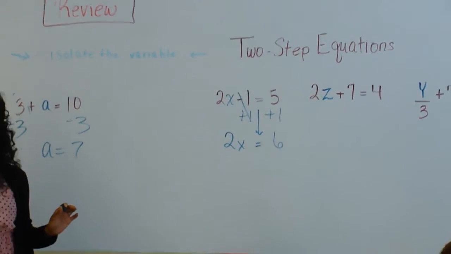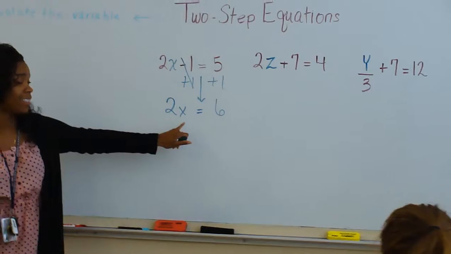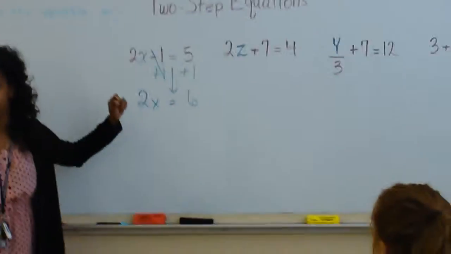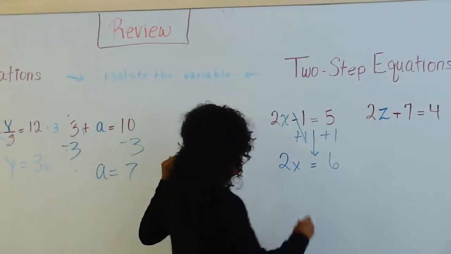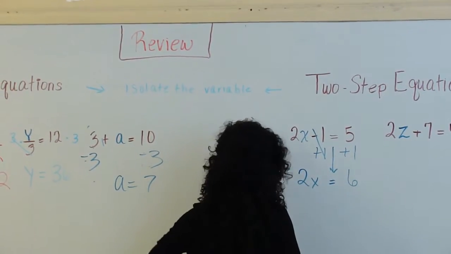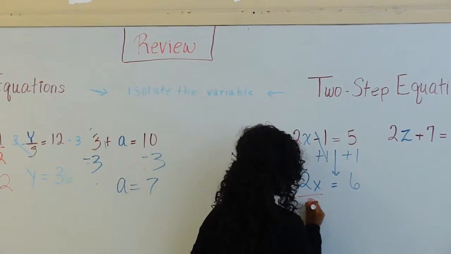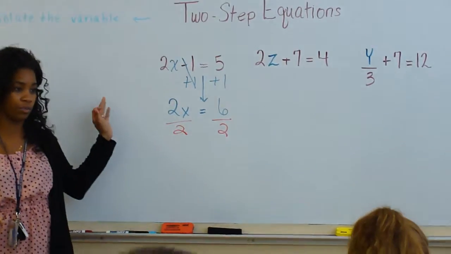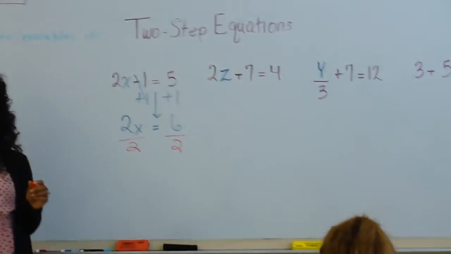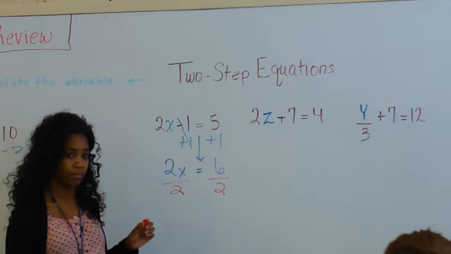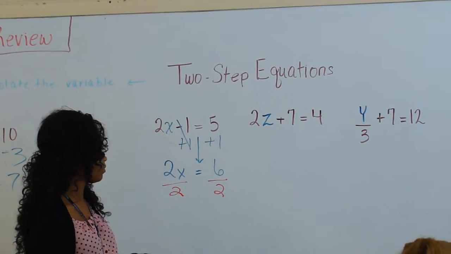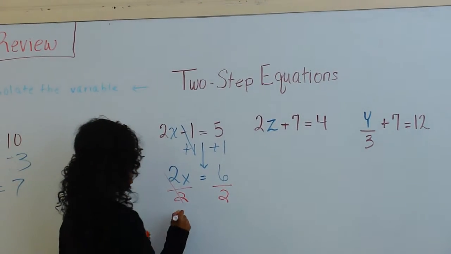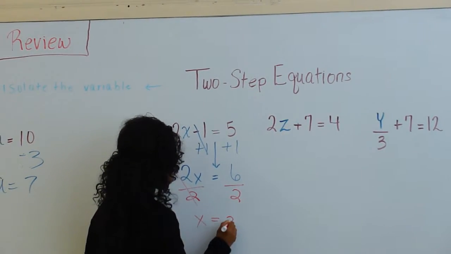Okay, now we are not done, because we're still trying to get the x by itself. So how are we going to do this? Bring the 2 down. Good job, Fantasia. So we're going to divide by 2 on both sides, because whenever we do one side, we have to do the other side. Does everybody agree? Okay, so what do I have here? Cross the 2 out, and what do I have? X equals 3.